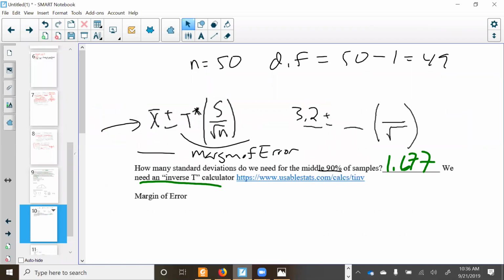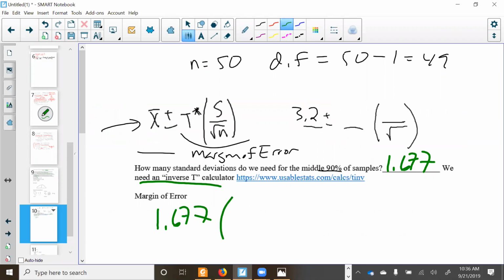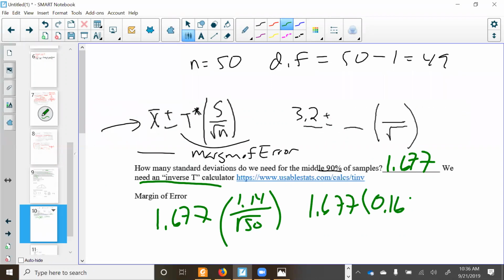Alrighty, so our margin of error is going to be 1.677 times our standard error. Remember it was s, 1.14 over the square root of 50, and we already had done that. It was 0.1612. I'm going to multiply that on my calculator times 1.677. So I got 0.27 that I'm going to round.